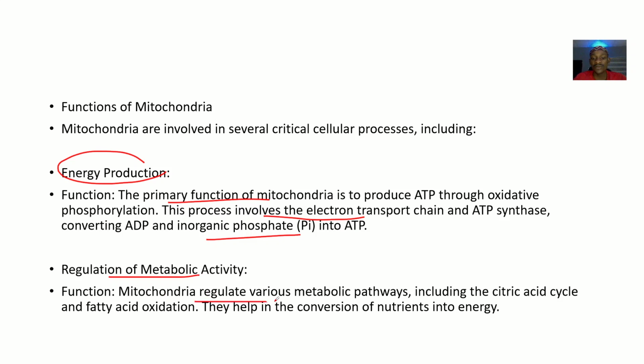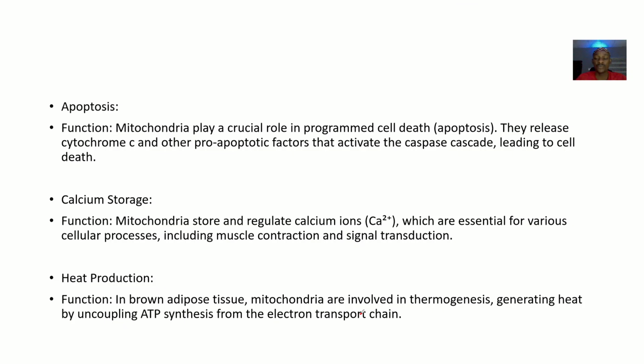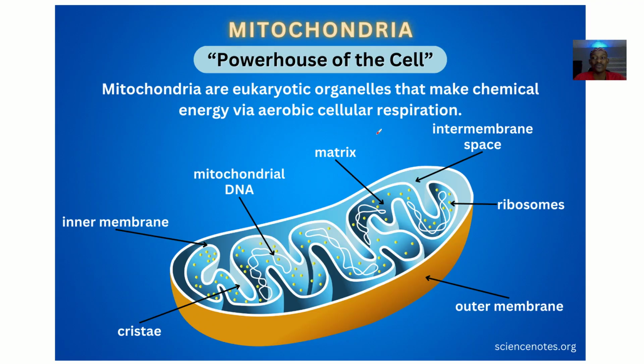The mitochondria regulate various metabolic pathways, including the citric acid cycle and fatty acid oxidation. So it helps in the conversion of nutrients into energy. Then apoptosis. Mitochondria plays a role in programmed cell death. That's apoptosis. So can you see that apart from the energy functions we know, mitochondria has several other functions.